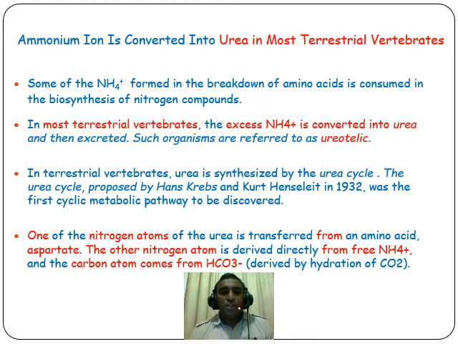When it comes to the urea cycle itself, this is one of the three cyclic pathways that you have learned. The other two cyclic pathways are the Krebs cycle as well as the Calvin cycle. Interestingly, the urea cycle has also been discovered by the same person, Hans Krebs.